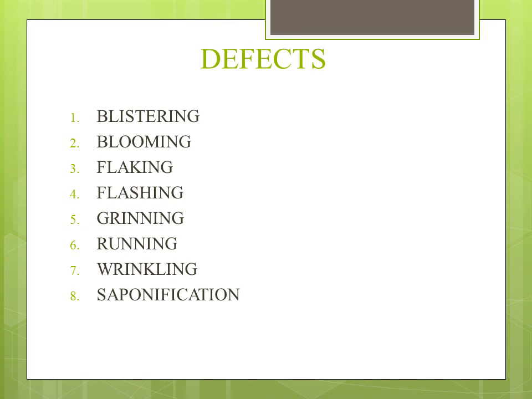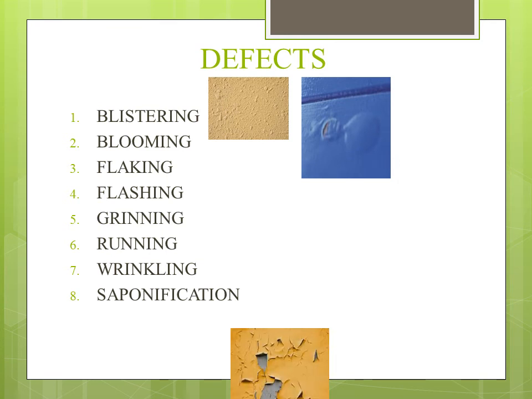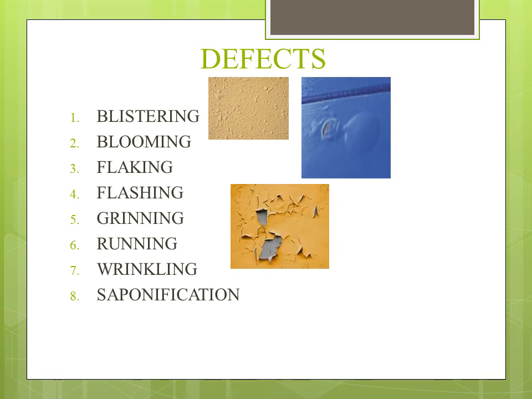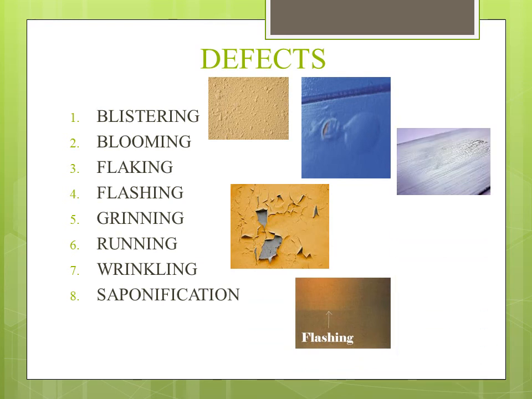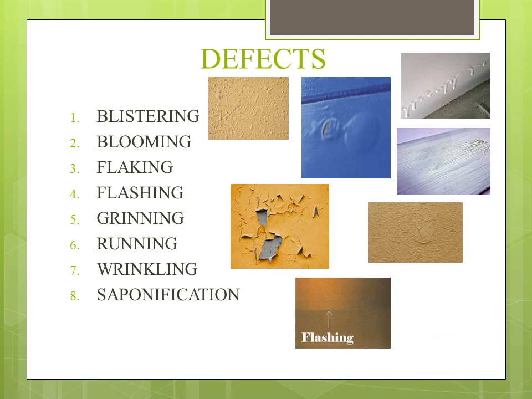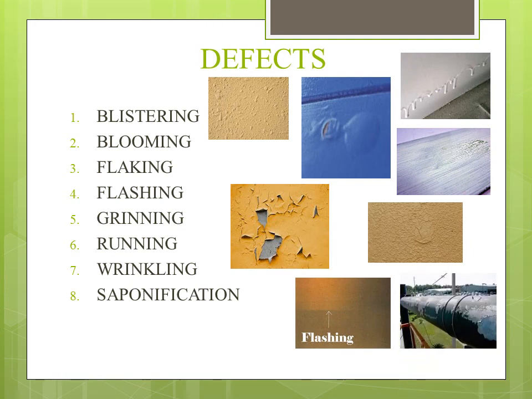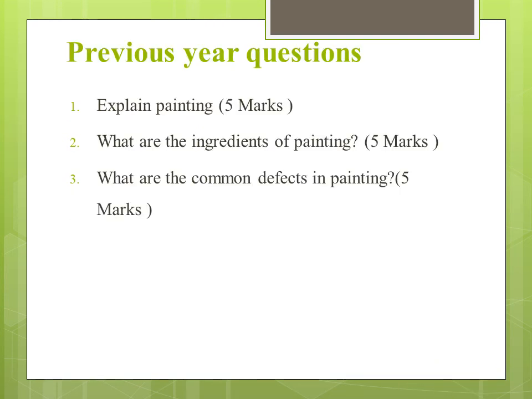Moving on to the various defects in painting. This includes blistering, as you can see in the figure, blooming, flaking, flashing, grinning, running, wrinkling, and saponification. These are the common defects. Moving on to the previous year questions.